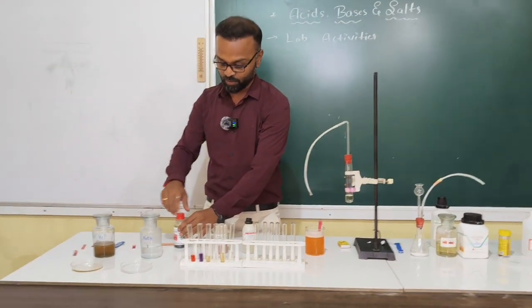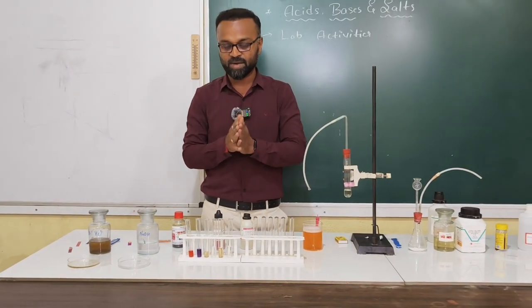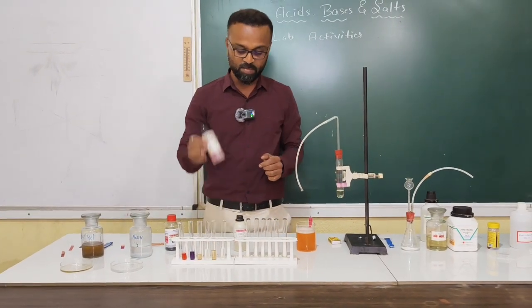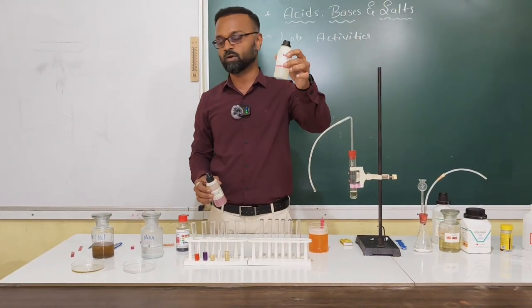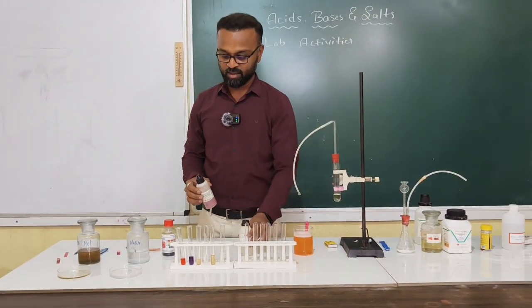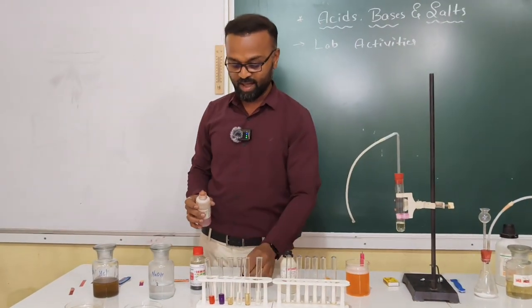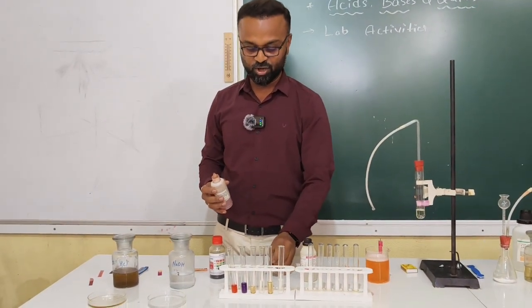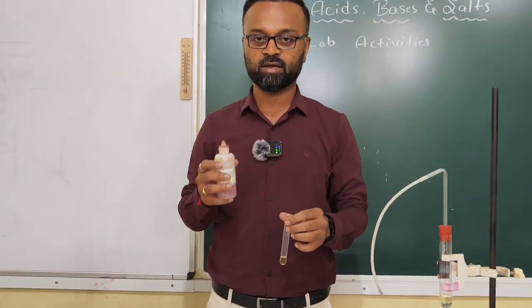Next one, we are going to take the synthetic indicators. Two synthetic indicators are there, as mentioned in the NCERT. One is methyl orange, which is orange in color. Another one is phenolphthalein. It is always colorless. Okay. So as we all know, when methyl orange comes in contact with an acid, its color will change into red. When it comes in contact with a base, it will change its color to yellow.